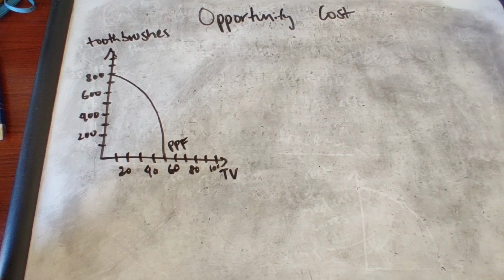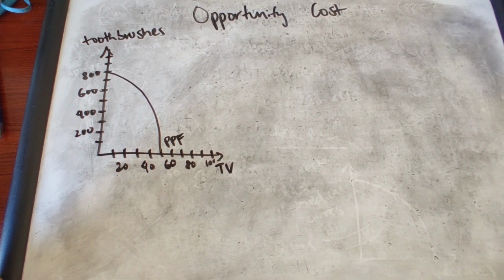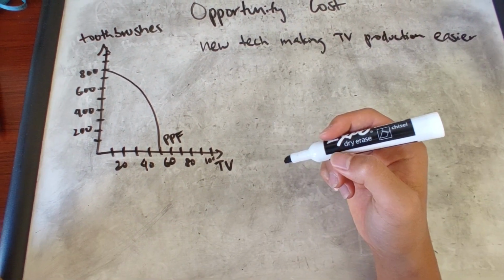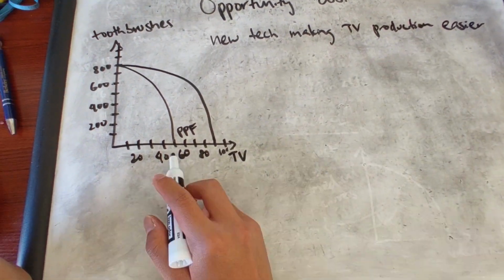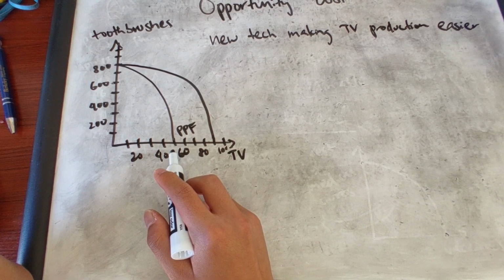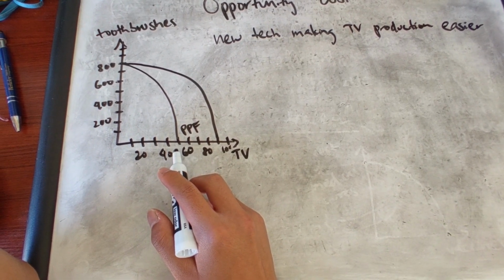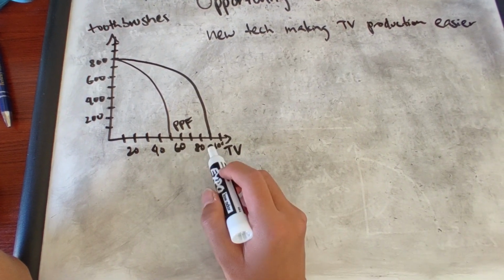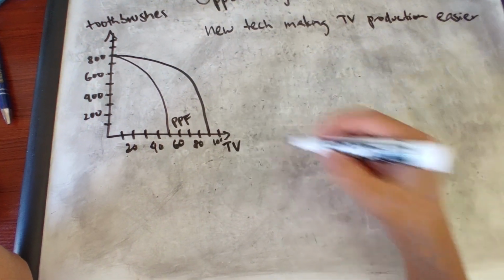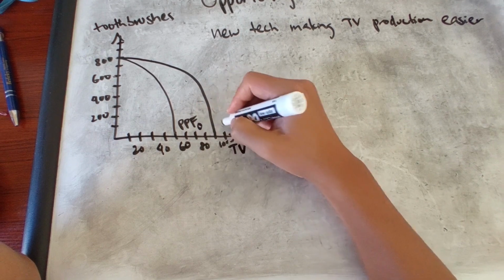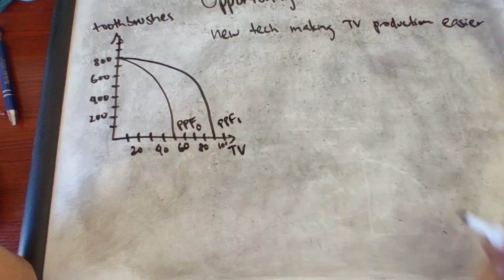And recently they had new technology that made it easier to produce TVs. So what this does to the curve is that it pushes it out like this. Because instead of producing only 50 televisions, if you commit everything to this, the new technology allows you to bump it up to 90. So that's why the curve is pushed out here. So we can label the first one PPF 0, and this one is PPF 1.